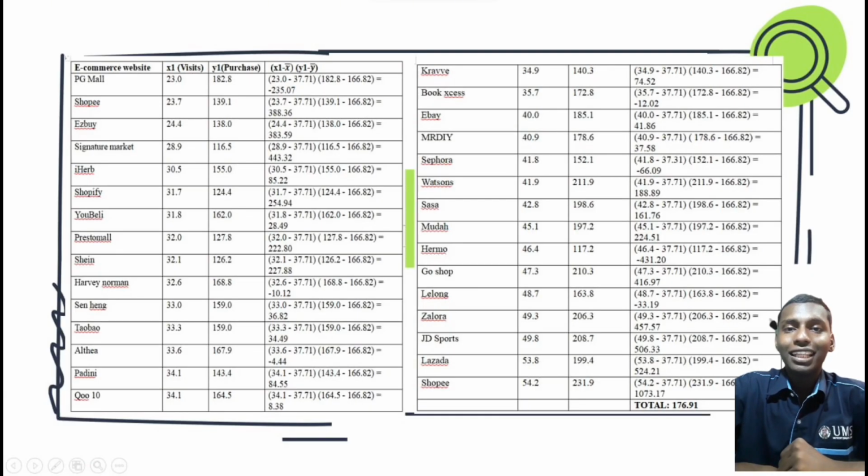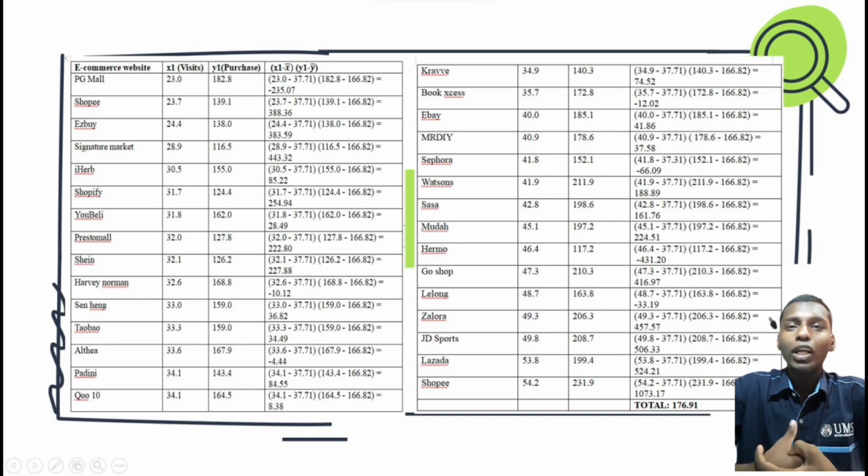For the third slide of part 5, I have attached two tables. That is the calculation to know the value of covariance and correlation. To calculate the value of covariance and correlation, first we need to identify the mean of visit and purchase of the e-commerce websites. Here, I already have the value of the mean.